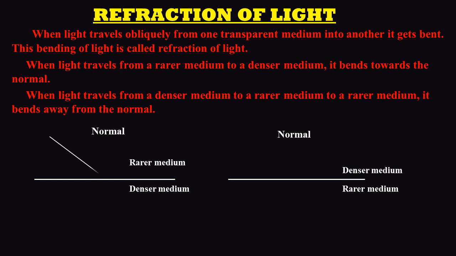In the first diagram, light is passing from a rarer medium to a denser medium. So according to the rules, light will move towards the normal. In the second diagram, light is passing from a denser to a rarer medium, and according to the rules, light is passing far away from the normal.